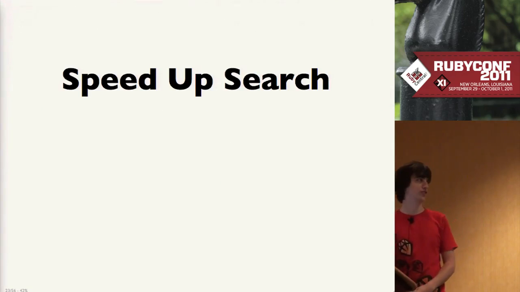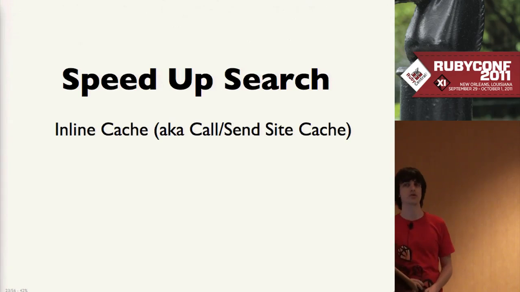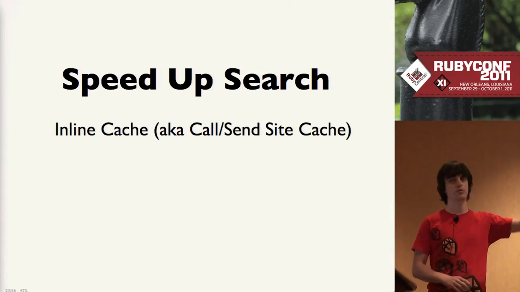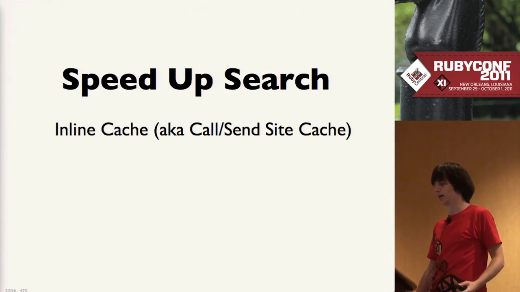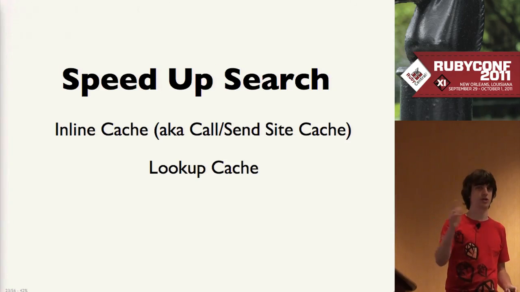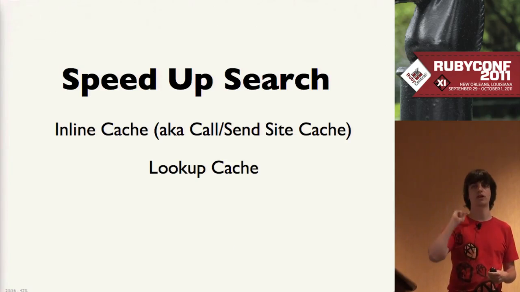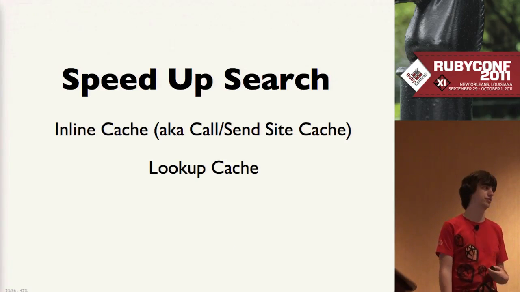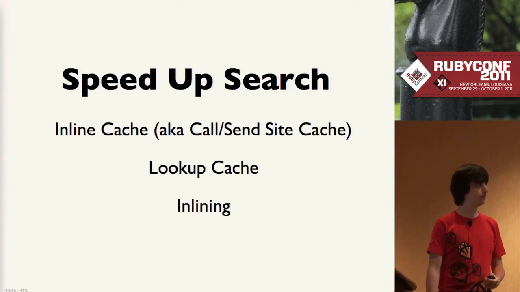But how do we search faster? One thing we can do is inline caches, which is basically storing in the code where we're going. Then lookup caches, which store at the object or at the class where to find methods that are inherited. And we can do inlining to avoid a lookup or a method call, like with add.